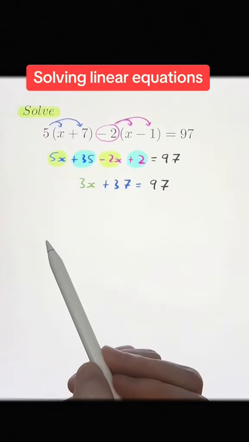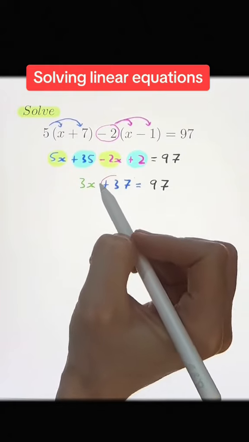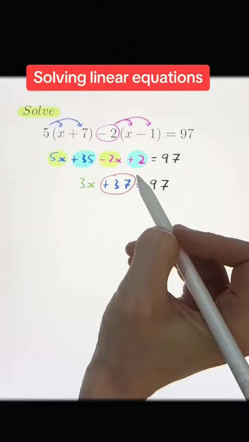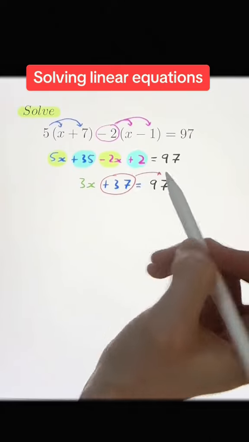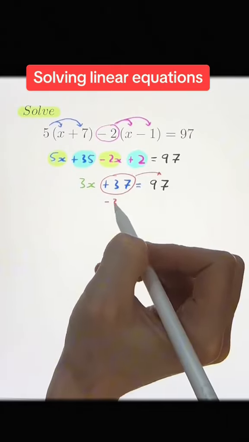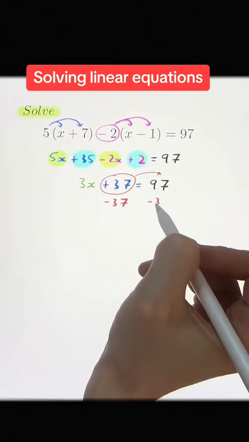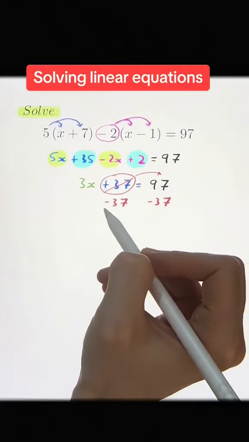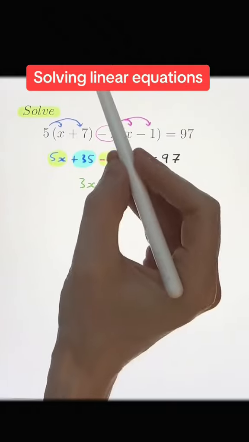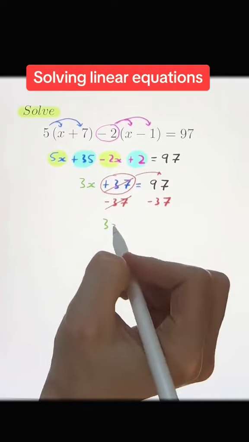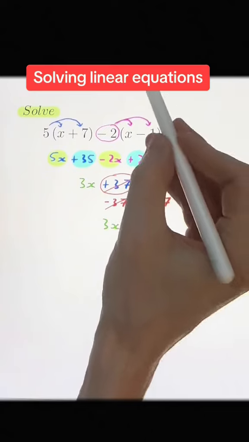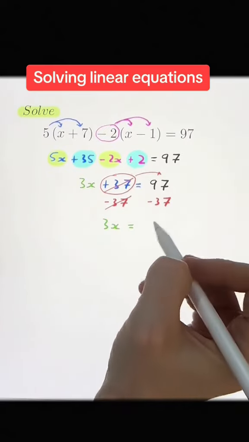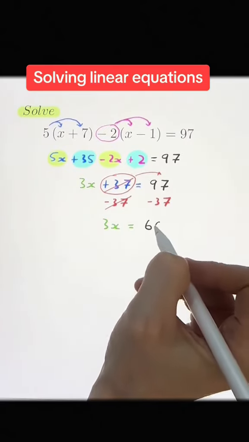As I'm solving for the letter x, I want to get x by itself. So my first step is to eliminate the positive 37 by moving it across to the right-hand side of my equation by doing the opposite. The opposite of add 37, therefore, is to subtract 37 from both sides of my equation to keep it balanced. On the left-hand side, we know that positive 37, subtract 37 will cancel. That will leave us simply with 3x on the left-hand side. And on the right-hand side, I've got 97, subtract 37, which will simplify to give us 60.